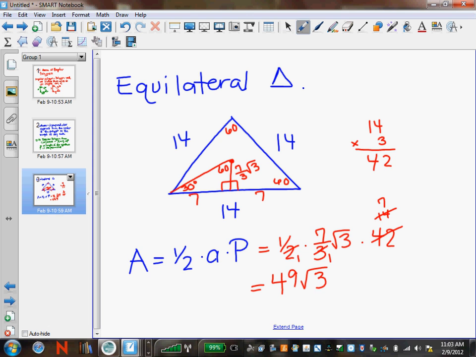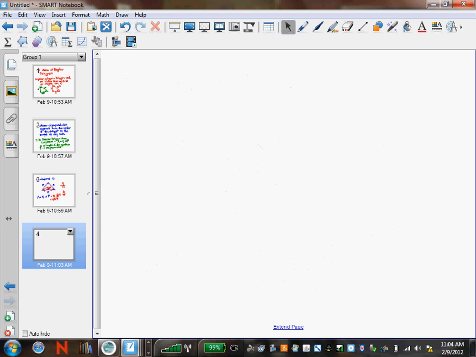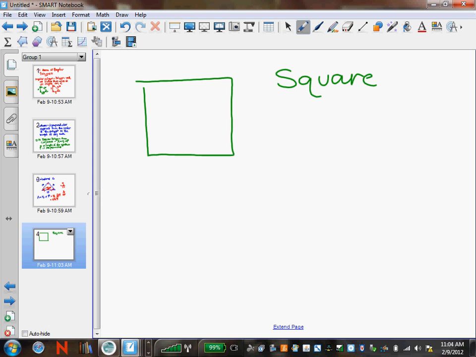The next example that I'm going to look at is going to be for a square, which is a regular polygon. Again, if you know the length of the sides, you're probably just going to use side squared. But I'm going to go ahead and do this example so that you know how to use 1/2 apothem times perimeter. So in this case, let's say we're given the apothem.